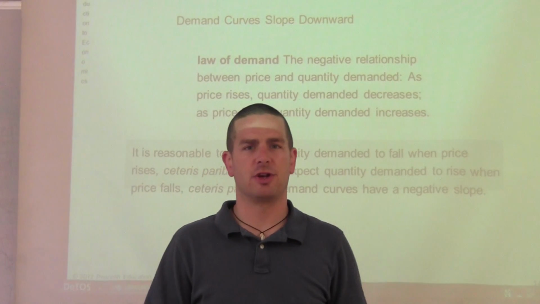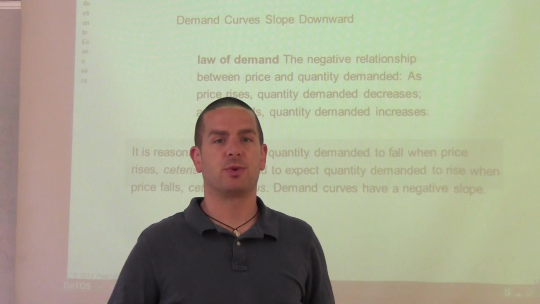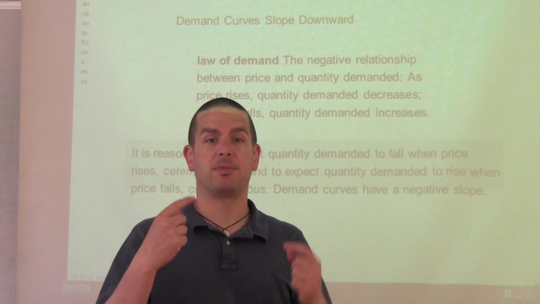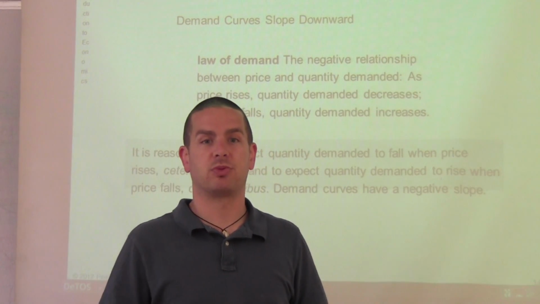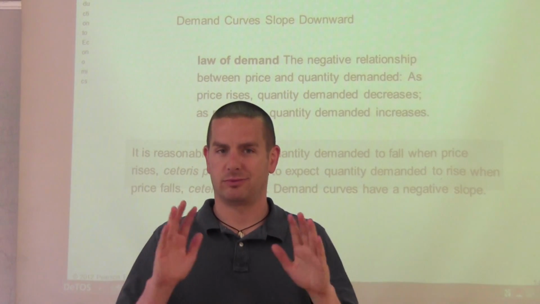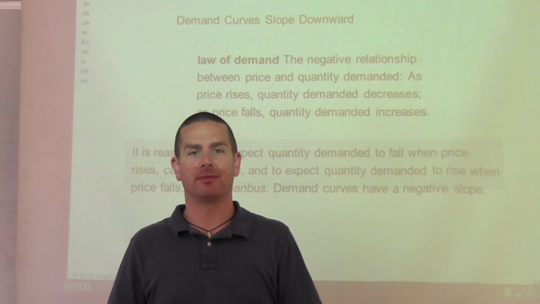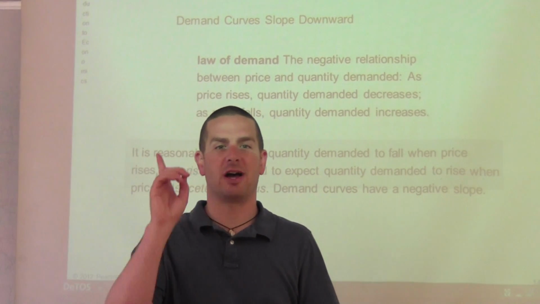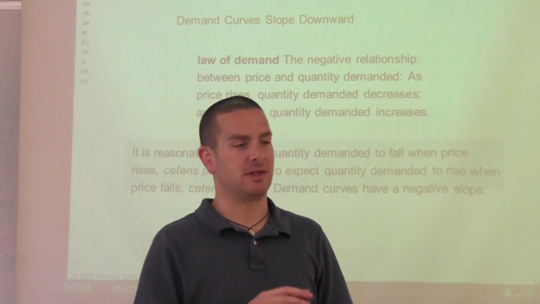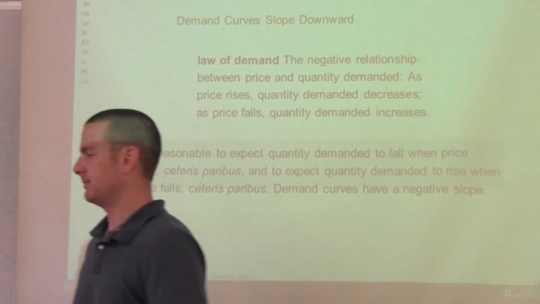That's why there's a negative slope. As price goes down, quantity demanded goes up. It's what you would call an inverse relationship. An inverse relationship is when one thing goes up, the other one goes down. So as price goes up, quantity demanded goes down. Demand does not go down. Remember, I'm just trying to emphasize this. If price goes down, quantity demanded goes up. It is incorrect to say if price goes down, demand goes up. That's not true.